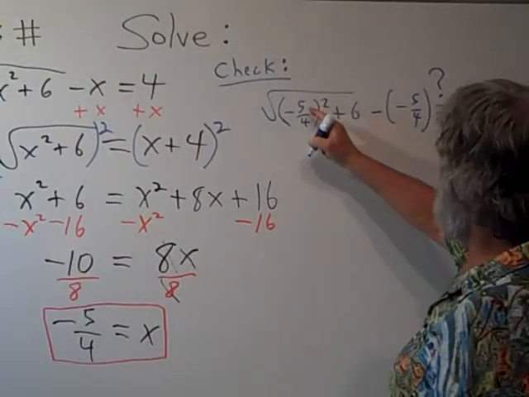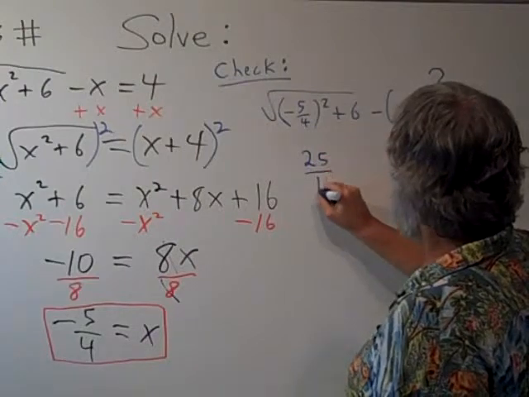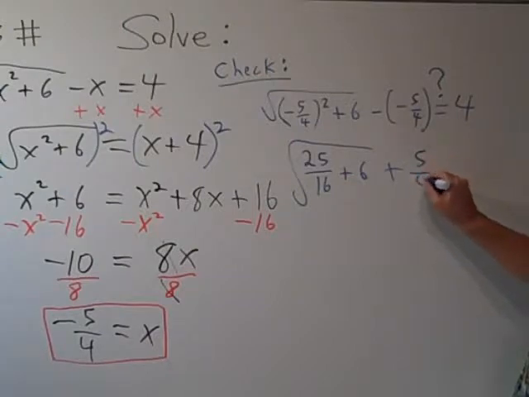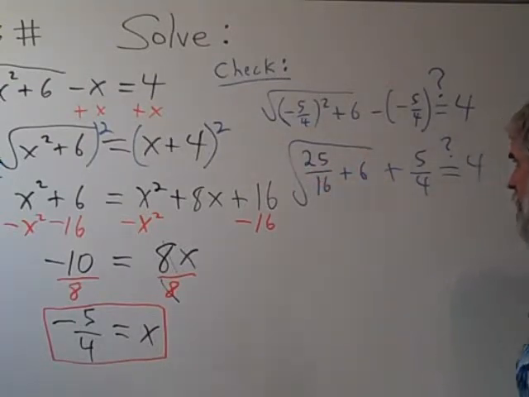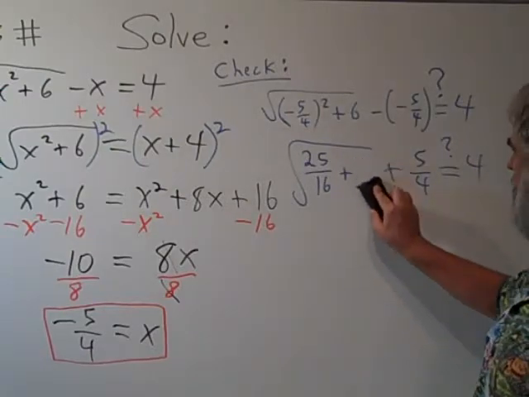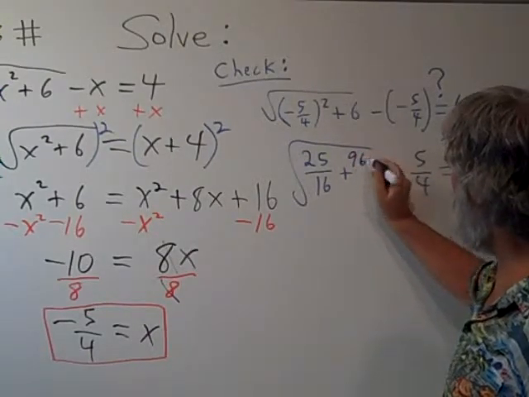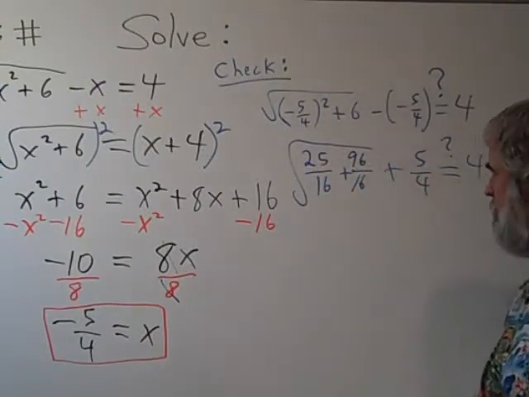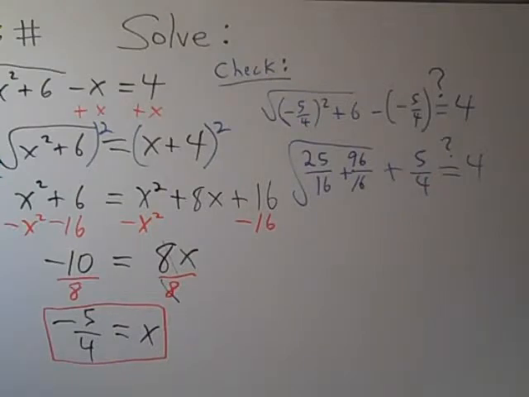Well, this becomes 25/16 plus 6 under the square root sign here, plus 5/4. We're wondering, does that add up to 4? And if we find a common denominator in here, we have to multiply 6 times 16, which is 96. So this is 96/16. So we can add the two numerators. 25 plus 96 is 121.